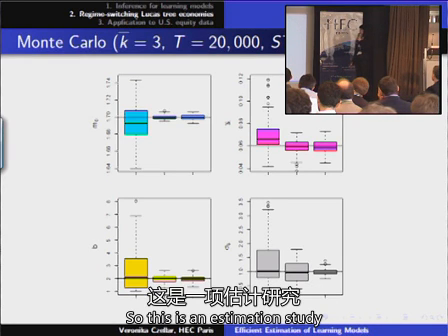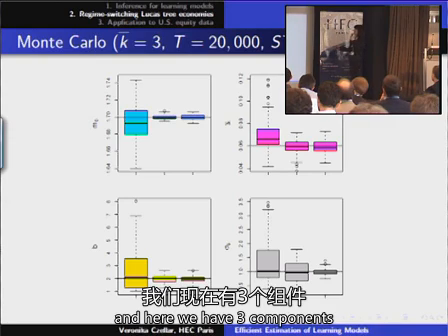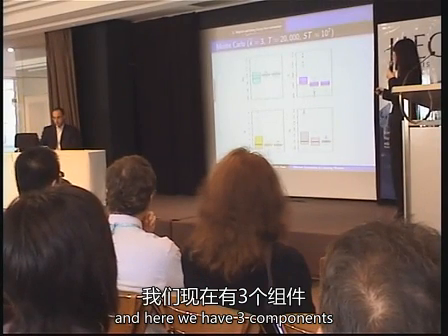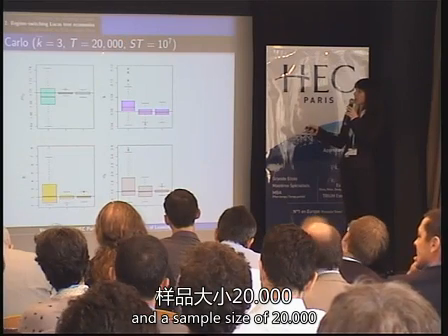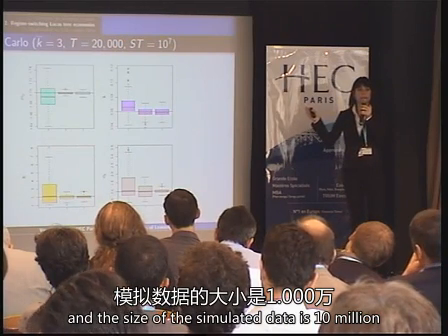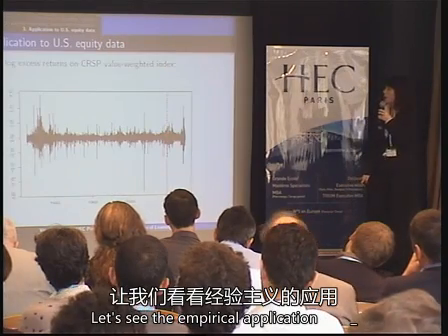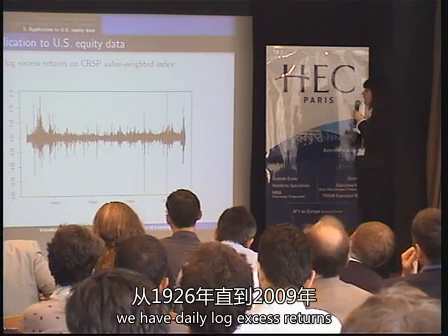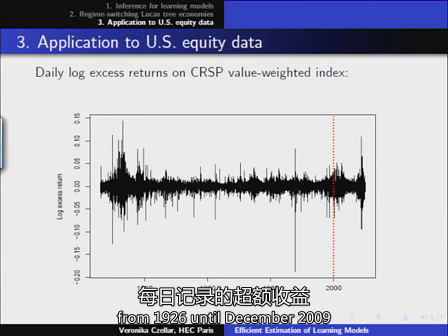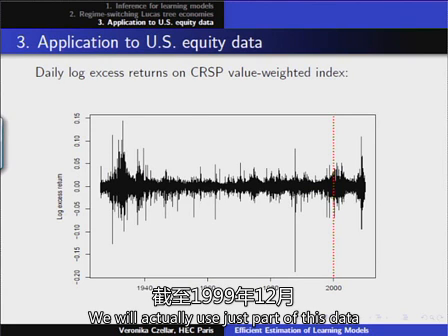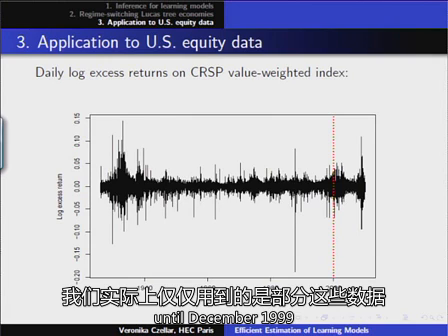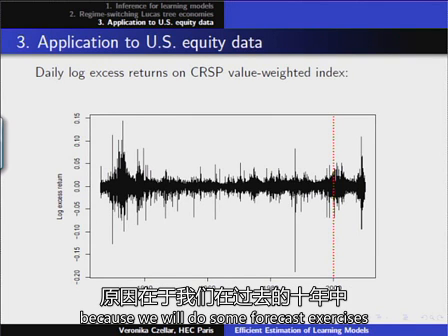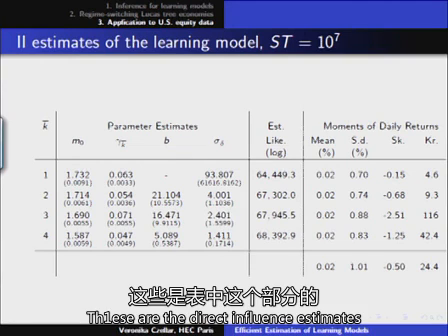This was a simulation study. Here we have 3 components in the MSM, a sample size of 20,000, and the size of the simulated data is 10 million. Let's see the empirical application. Here we have daily log SS returns from 1926 until December 2009. We will actually use just part of this data, until December 99, because we will do some forecast exercise for the last decade. These are the indirect inference estimates in this part of the table.